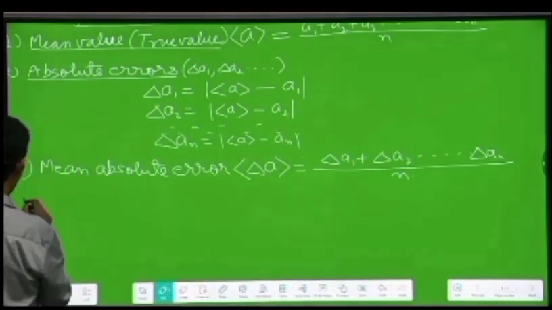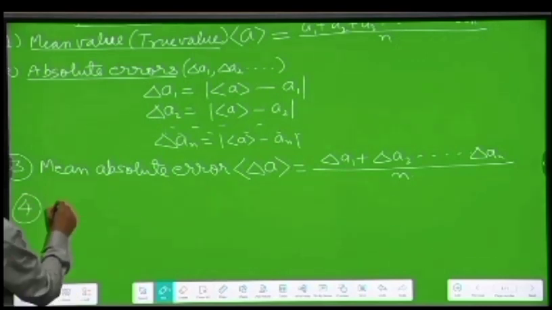Next, fourth, then comes relative error.